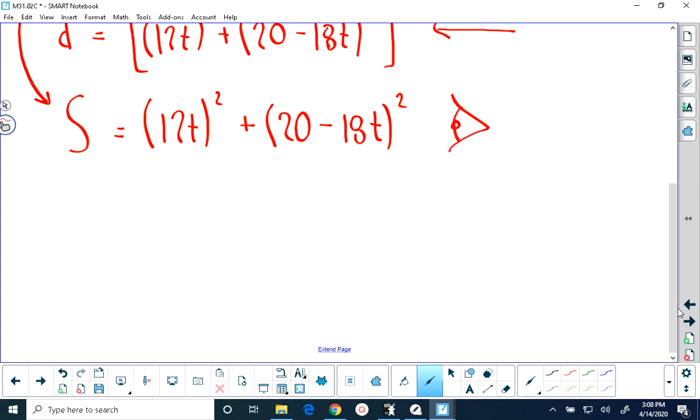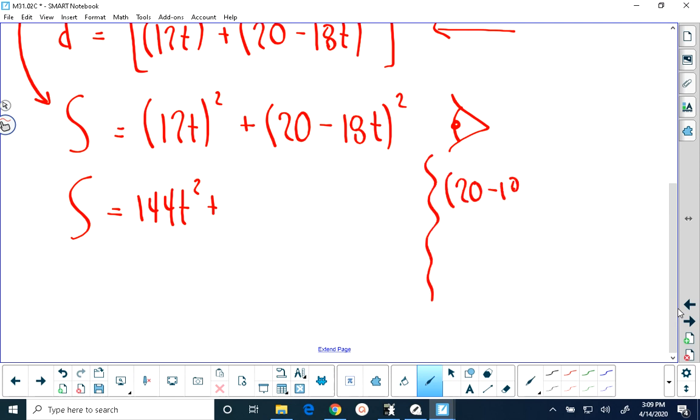By the way, when you take a look at the thing we're trying to differentiate, it's quadratic. So the derivative will be linear, and it's going to be very easy to find the critical value. But I would, without a doubt, simplify this first: 20 minus 18t quantity squared. Don't forget that when you're squaring a binomial, it's 20 minus 18t multiplied by 20 minus 18t.